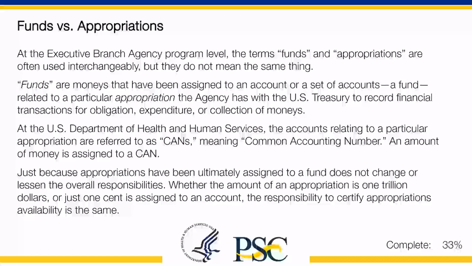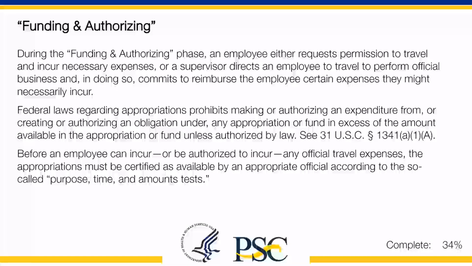Just because appropriations have been ultimately assigned to a fund does not change or lessen the overall responsibilities. Whether the amount of an appropriation is $1 trillion, or just 1 cent is assigned to an account, the responsibility to certify appropriations availability is the same. During the funding and authorizing phase, an employee either requests permission to travel and incur necessary expenses, or a supervisor directs an employee to travel to perform official business, and, in doing so, commits to reimburse the employee certain expenses they might necessarily incur.